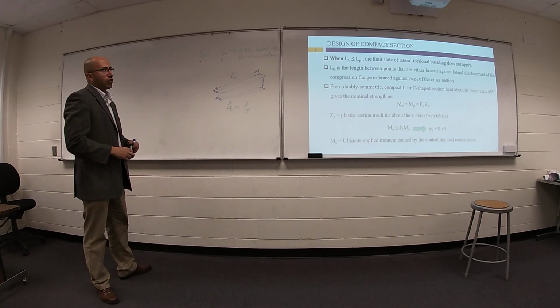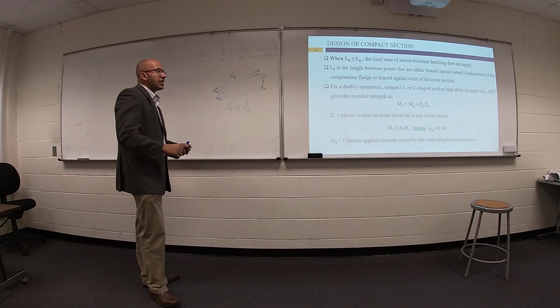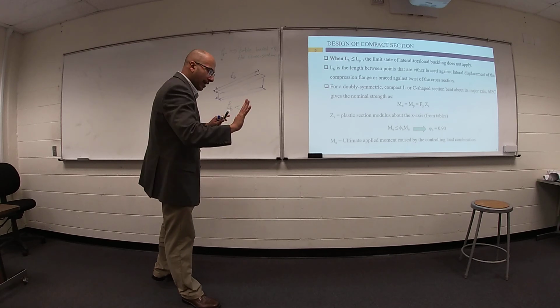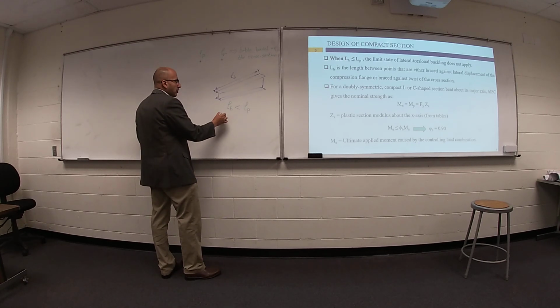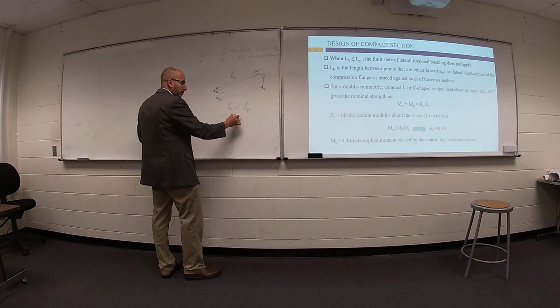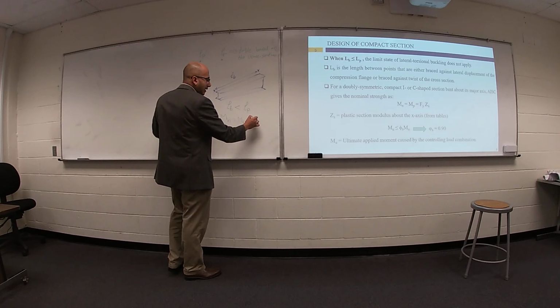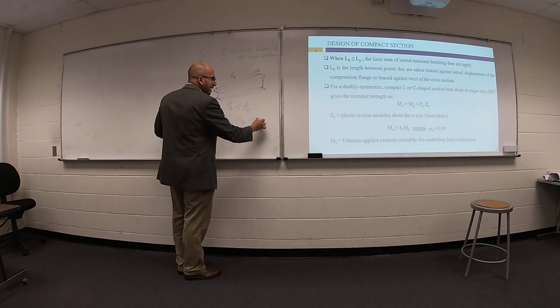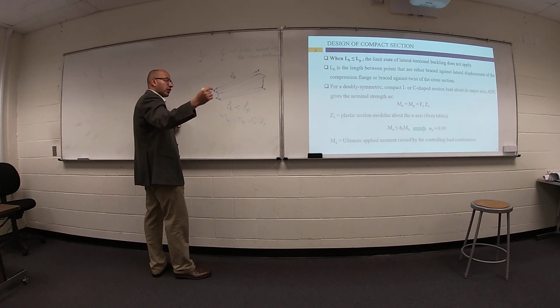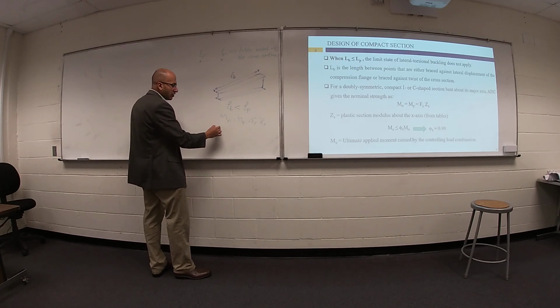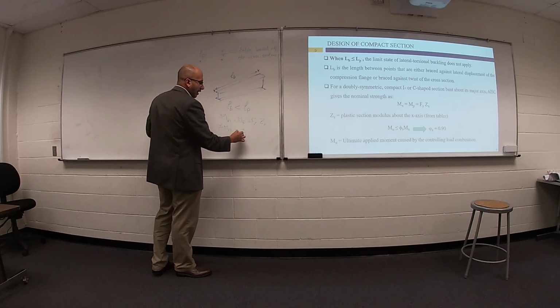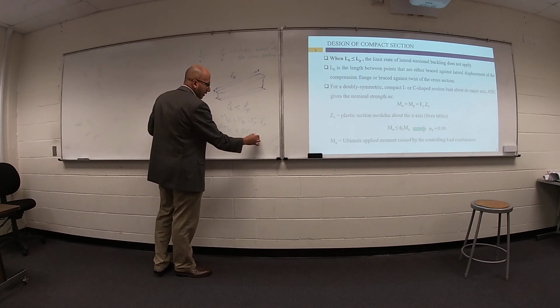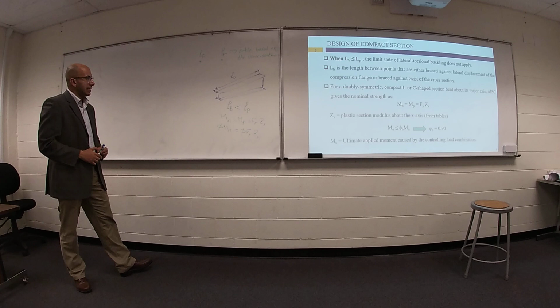Your cross section is a compact section. We don't have an issue with lateral torsional buckling. Everything is okay. Your nominal moment is the same as the plastic moment, equal to F yield ZX. If you would like to get your design moment, just multiply by phi to get your final design bending moment. That's all.